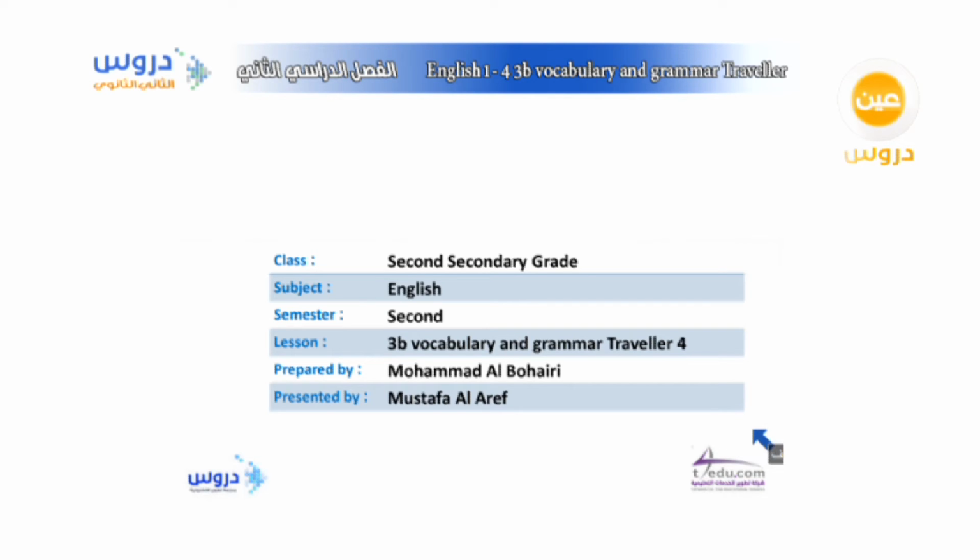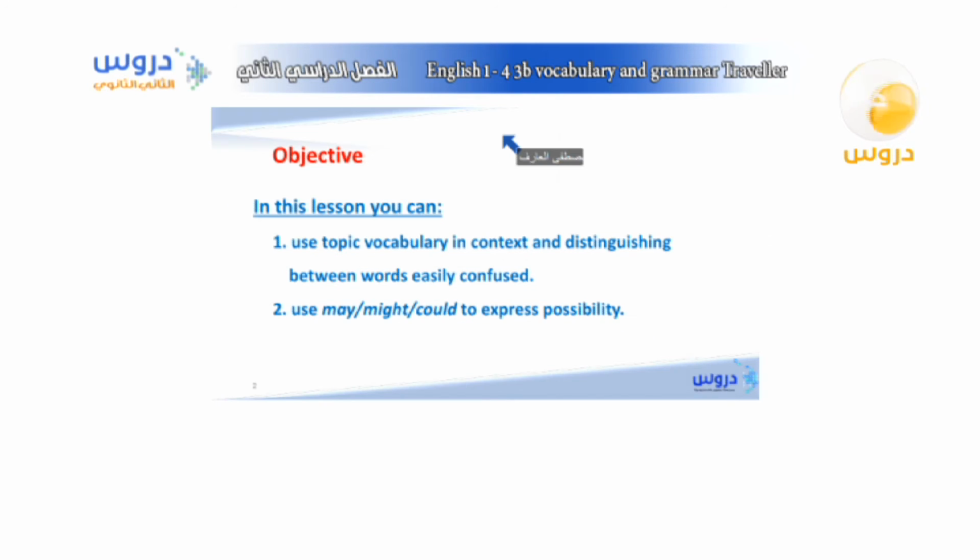Today, as you can see here, we have vocabulary and grammar. So we're going to learn a bunch of words and also talk about some grammar. This is taken from your book, The Traveler. If we get started with the objectives, we mainly have two: one for vocabulary and the second for grammar.